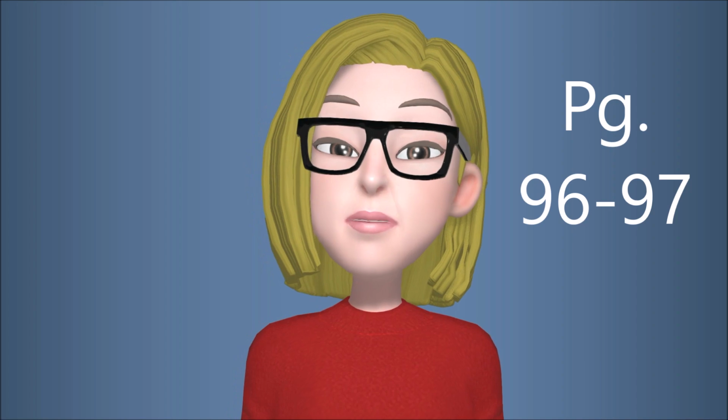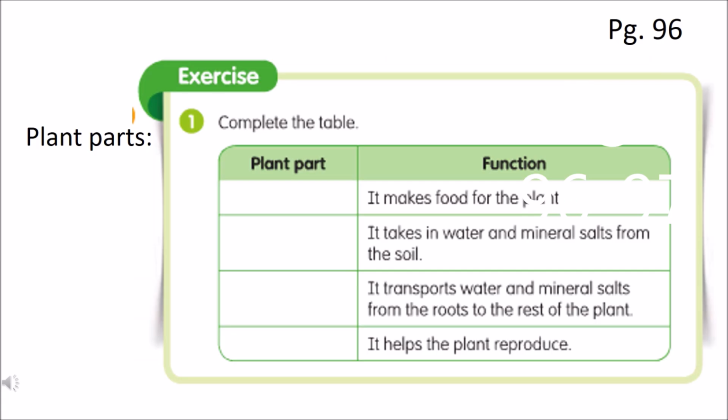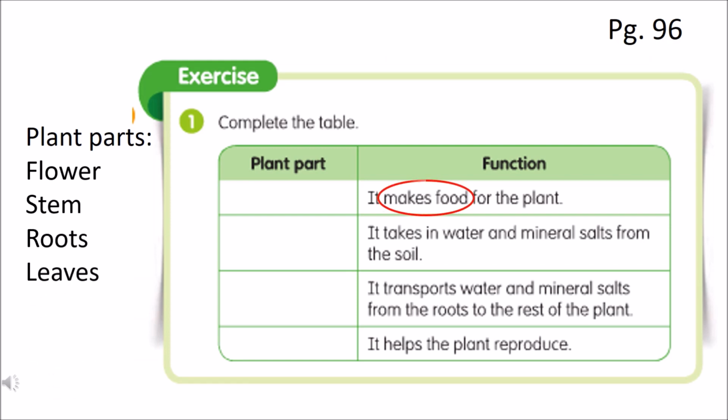Let's do the exercises on page number 96 and 97. Exercise 1. Complete the table with the plant part to match the function. Now we have the plant parts, which are flower, stem, roots, and leaves. Now, why don't we circle the important words here? The first line, it makes food for the plant. Second line, it takes in water and mineral salts from the soil. Third line, it transports water and mineral salts from the roots to the rest of the plant. And the fourth line, it helps the plant reproduce.